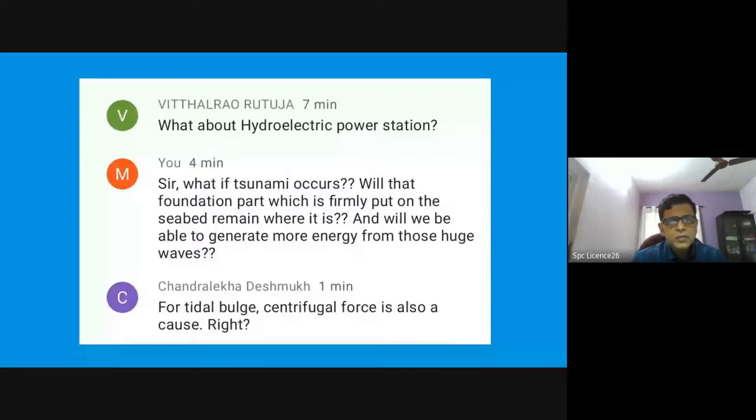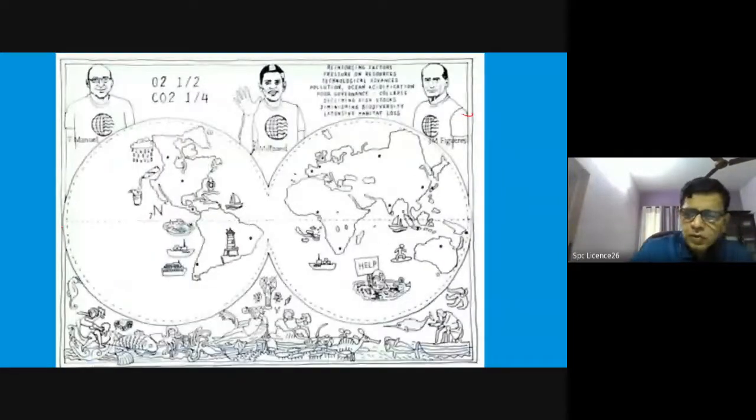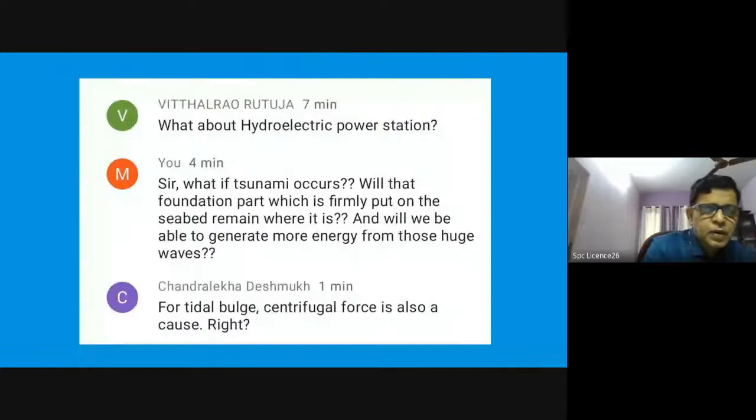The third question was by Chandralekha, and she says that for the tidal bulge, centrifugal force is also responsible. Yes, absolutely. I had purposely not taken it up yesterday because I thought it was not a requirement as far as your syllabus is concerned. But since the question is asked, I would be tempted to answer that now.